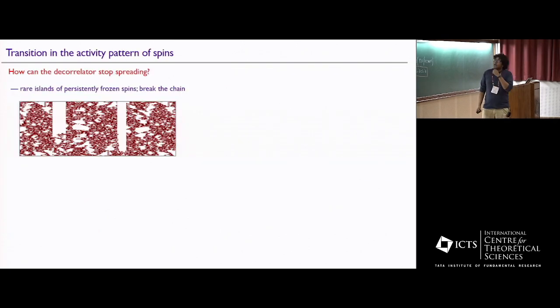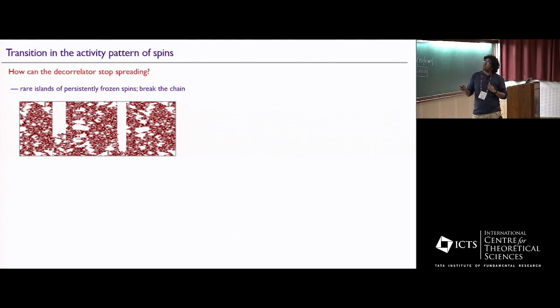Now, how can the decorrelator stop spreading? Naively, you can think that there are two mechanisms. Imagine this is an activity map. What does this mean? All the red dots here denote spins which are active, which can rotate, and the white regions denote spins which are frozen. So you can say that two things can happen.